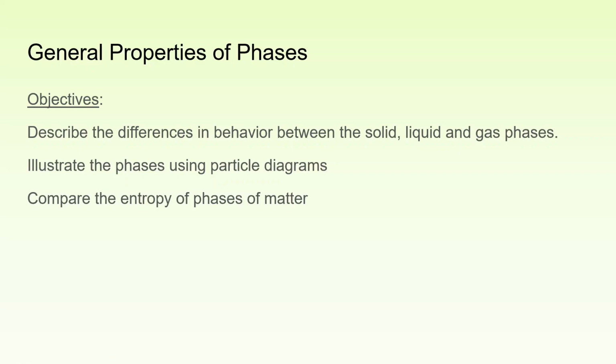Mr. Donahue here again. This time we're going to take a look at just some general properties of phases, with our objectives being to describe the difference in behavior between solid, liquid, and gas, which is usually indicated with parentheses S, parentheses L, and parentheses G for whatever we're talking about. For example, if we said NaCl (s), we're saying the sodium chloride is in the solid state. We also want to be able to illustrate the phases using particle diagrams and compare the entropy of phases of matter. So let's start with that.